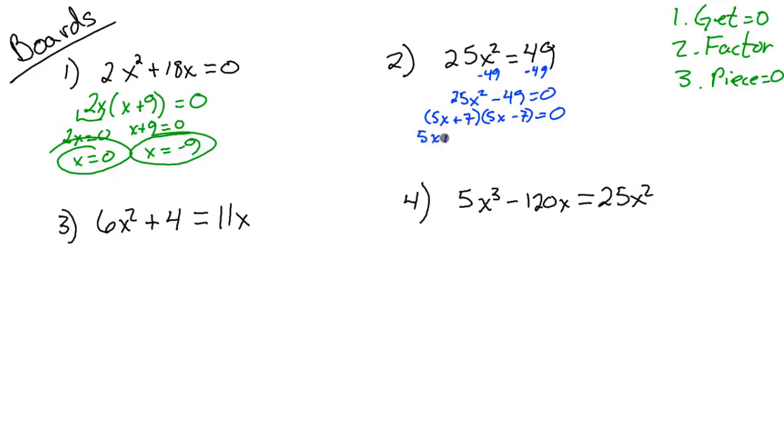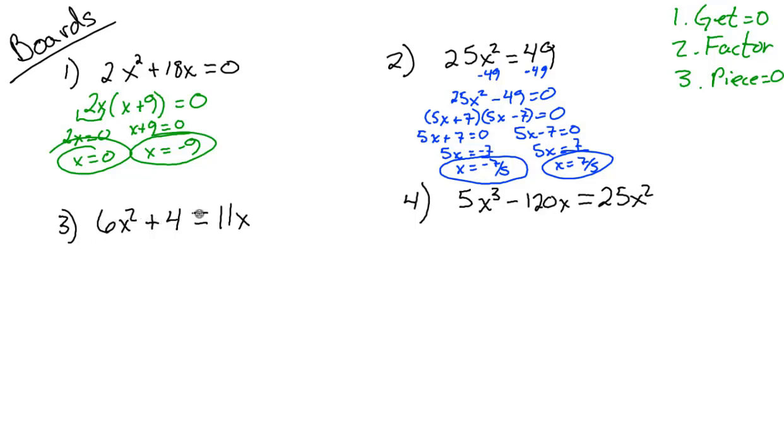So 5x plus 7 equals 0. Subtract 7. 5x equals a negative 7. X equals a negative 7/5. That's one answer. And then 5x minus 7 equals 0. Add 7 over. 5x equals 7 and x equals 7/5. Alrighty, those are the two answers. Positive and negative 7/5. Alright, number 3.